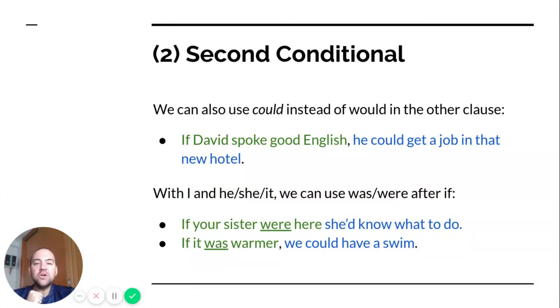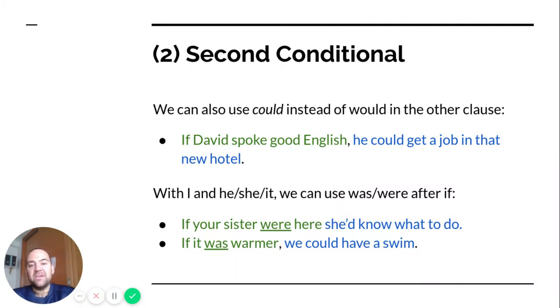We can also use could instead of would in the other clause. If David spoke good English, he could get a job in the new hotel. If David spoke good English, he would get a job in that new hotel. Here, with the could and the would, there is a little bit of difference in how likely it is to happen. If David spoke good English, he could get a job in that new hotel. David might not even want a job, okay? But he could. If David spoke good English, he would get a job in that new hotel. Here it's more guaranteed. If he spoke good English, he would get a job. That means that David wants a job in the new hotel.